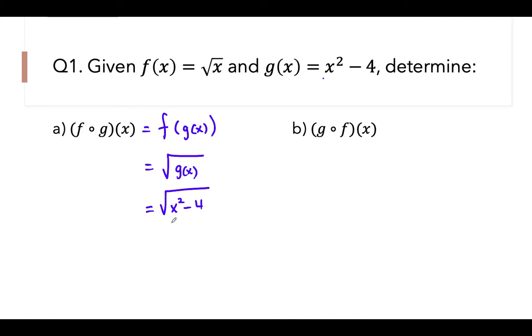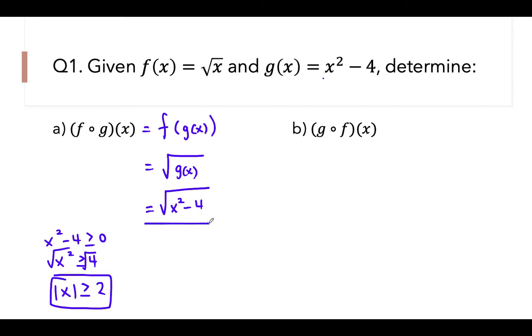Okay. Now, what about the domain? So keep in mind, we want the inside of the square root to be greater than or equal to 0. So x squared minus 4 greater than or equal to 0. So x squared is greater than or equal to 4. So if I square root it, it's going to be plus or minus. So if it's plus or minus, it's absolute value of x greater than or equal to 2. So that will be my domain for this function.